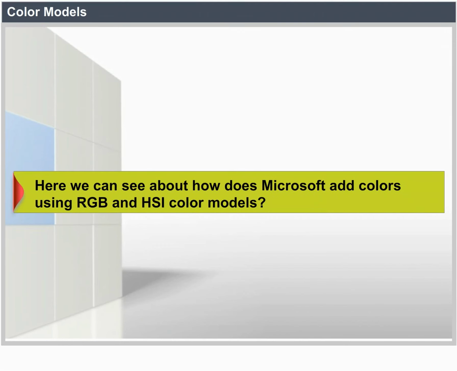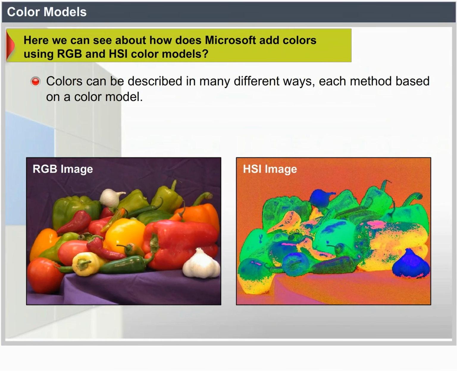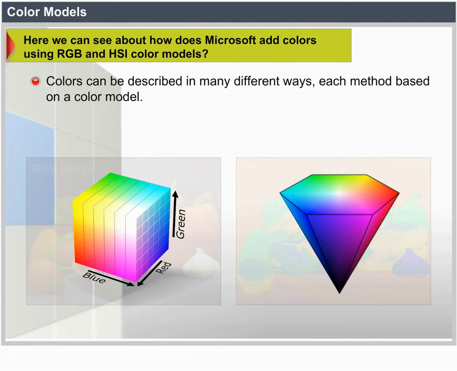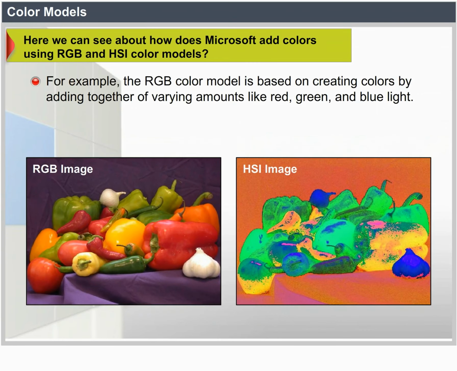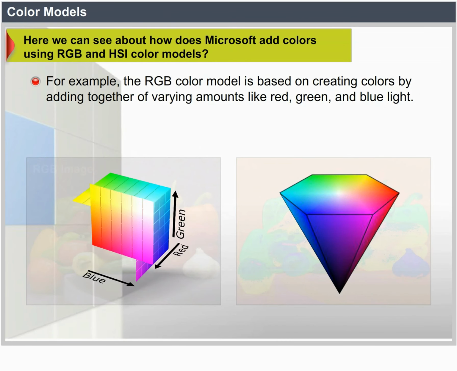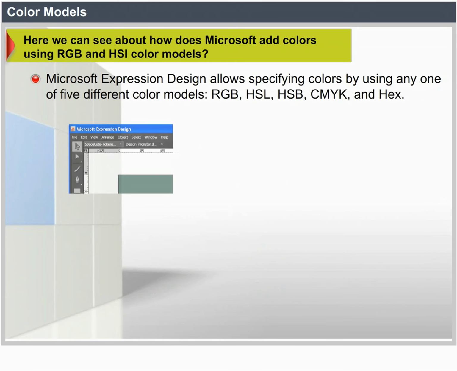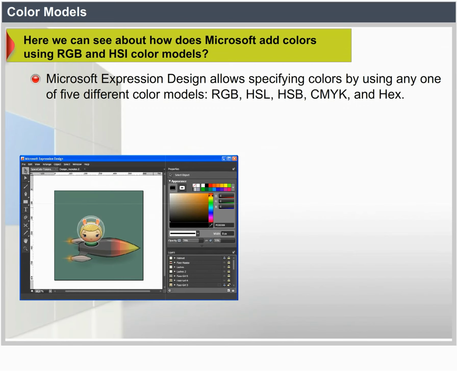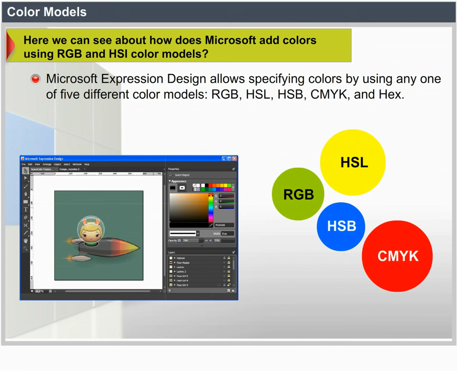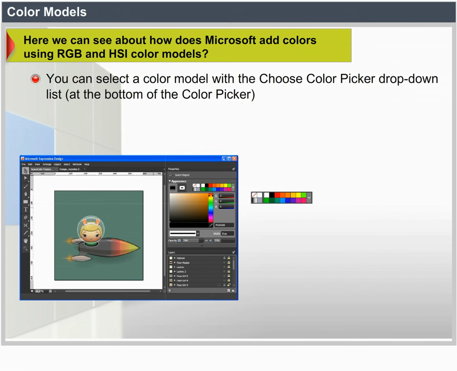Here we can see how Microsoft adds colors using RGB and HSI color models. Colors can be described in many different ways, each method based on a color model. For example, the RGB color model is based on creating colors by adding together various amounts of red, green, and blue light. Microsoft Expression Design lets you specify colors by using any one of 5 different color models: RGB, HSL, HSB, CMYK, and HEX. You can select a color model with the Choose Color Picker drop-down list at the bottom of the color picker.